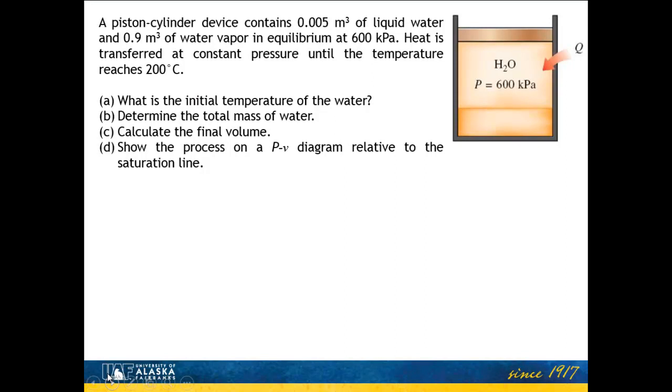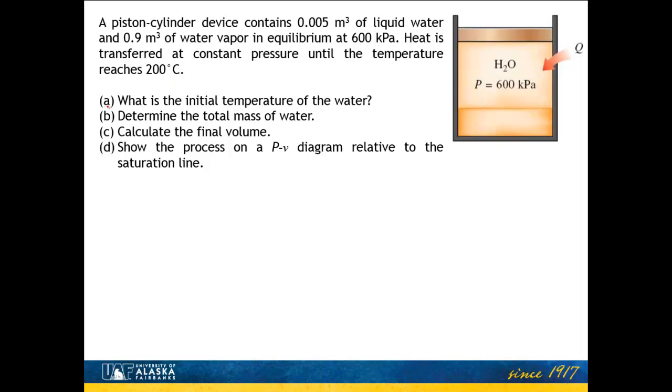Here's the first example problem we're going to go through. The problem says we have a piston cylinder device that contains 0.005 cubic meters of liquid water and 0.9 cubic meters of water vapor in equilibrium at 600 kilopascals. Heat is then transferred at constant pressure until the temperature reaches 200 degrees Celsius. So we have a process occurring here, an initial state and a final state.